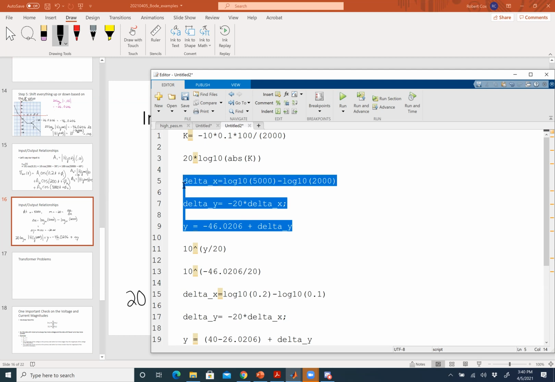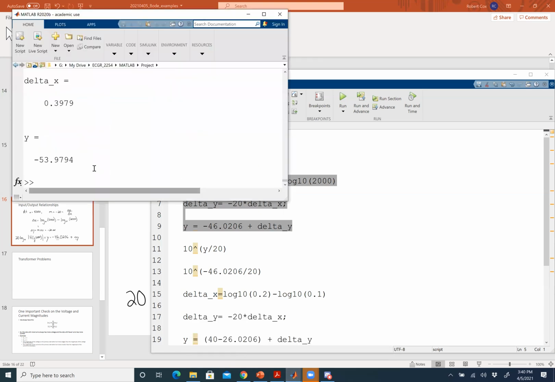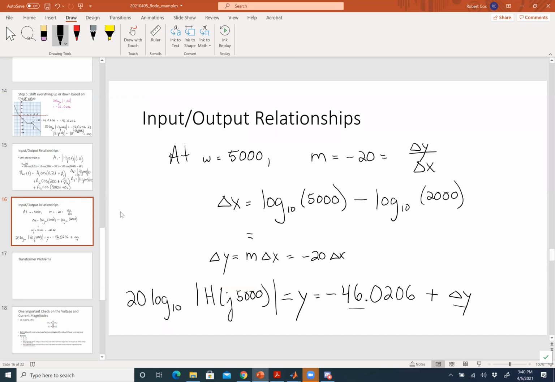All right, so let's compute that. That works out to be negative 53.9794. That's my dB value there. It's not the magnitude, that's my dB value, right?